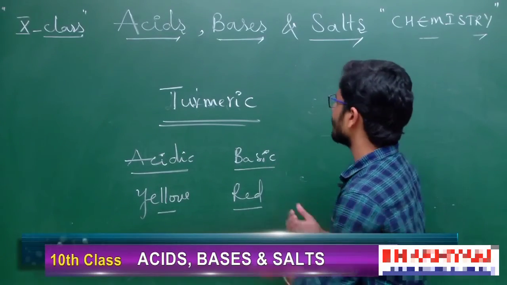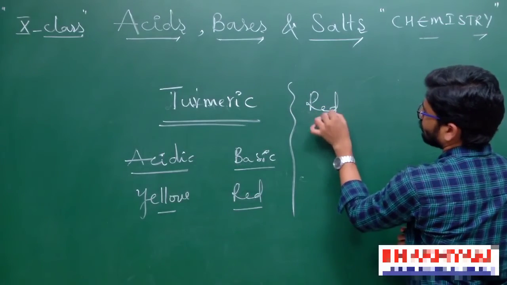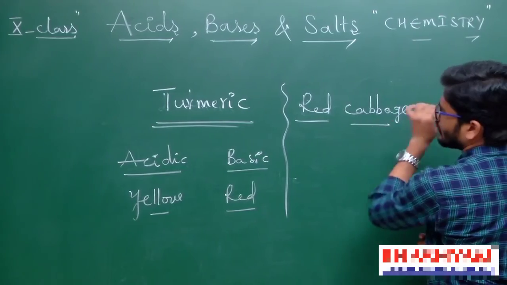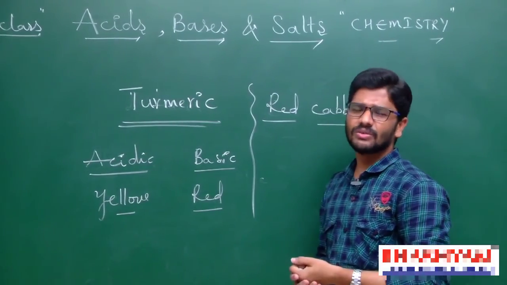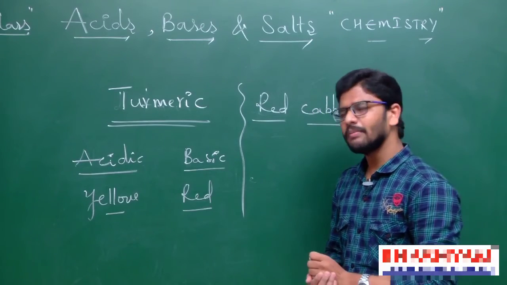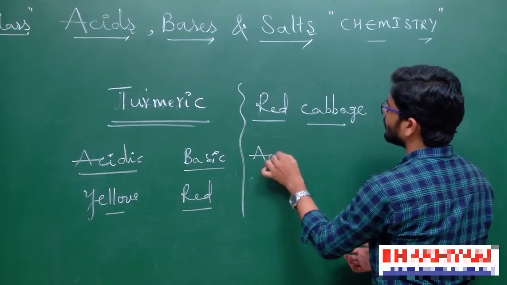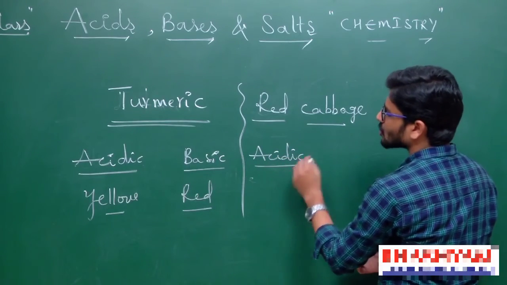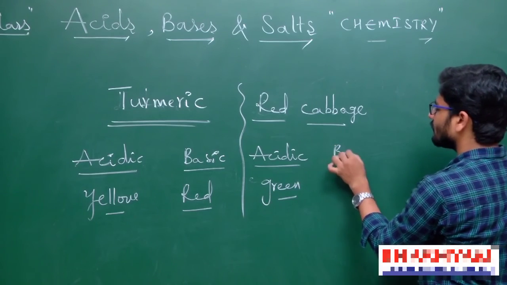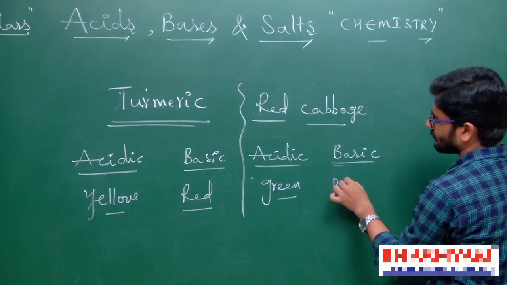Okay. Next, another example of a natural indicator is red cabbage. Red cabbage also shows different colors in different media. In acidic medium, red cabbage shows green color, whereas in basic medium it shows purple in color.